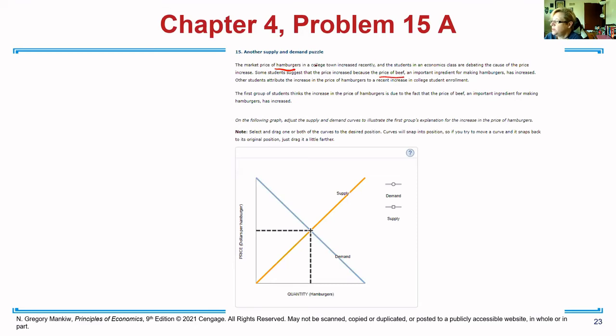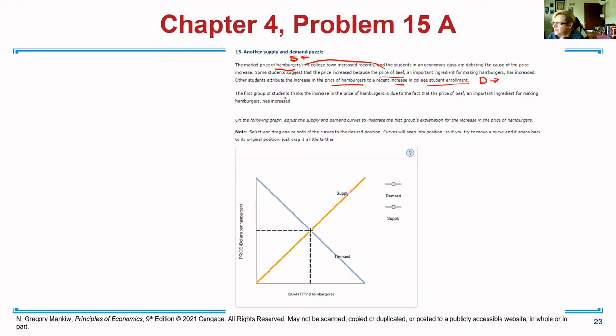Price of beef would be an input to hamburger, so that would affect the supply curve, right? And the supply curve would actually shift inward because an input price went up. An important ingredient has increased. Other students attribute the price increase to a recent increase in college enrollment. Okay, so price of hamburgers and an increase in enrollment. That sounds like number of buyers to me. So that would shift the demand curve outward and to the right. And so there we are.